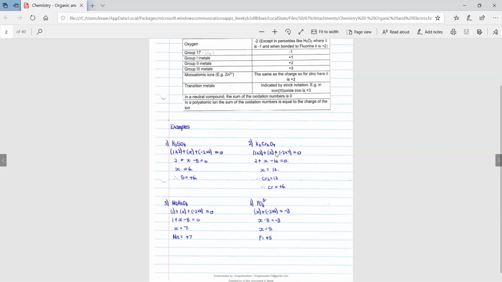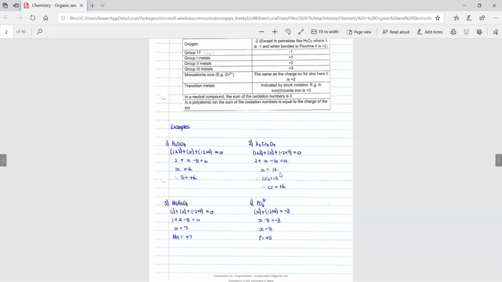Then we have oxygen, 7 oxygens. We know that oxygen is -2, so -2 times 7. We're making these all equal to 0. This will then simplify to 2 plus x minus 14 equals 0. Then we do some algebra and we get that x equals 12.